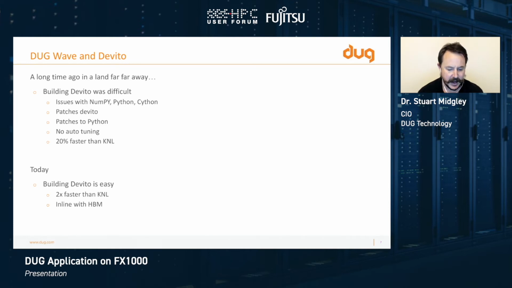So when we got the new system in-house, I just downloaded the latest version of Devito, and it compiled straight away, and I ran the benchmark, and out of the box, it was twice as fast as our workhorse KNL. The KNL CPU has roughly 450 gigabytes per second of bandwidth, and the HBM on the A64FX system has roughly 1 terabyte per second of memory bandwidth. So 2x is roughly in line with what we'd expect for Devito, being memory bandwidth bound. This was a great start. After we got the operating system installed and the compilers, it probably took about 30 minutes until we were running the benchmark.